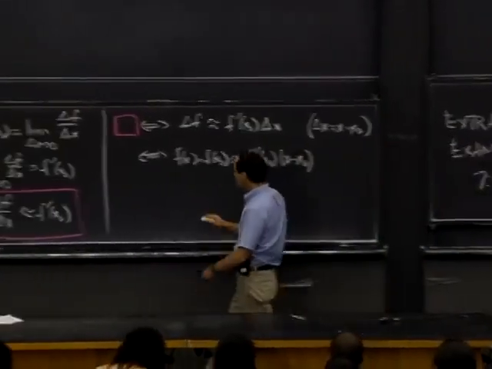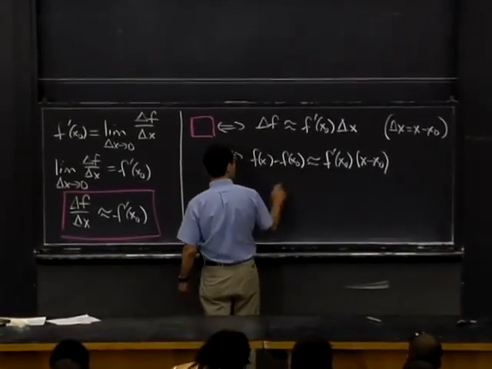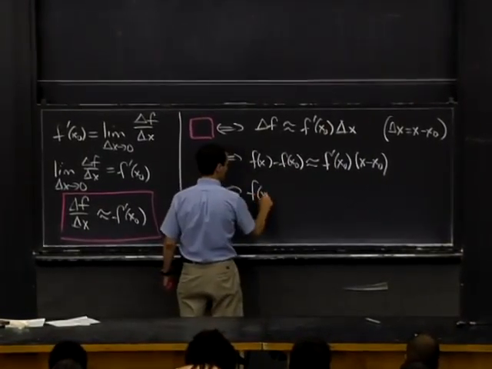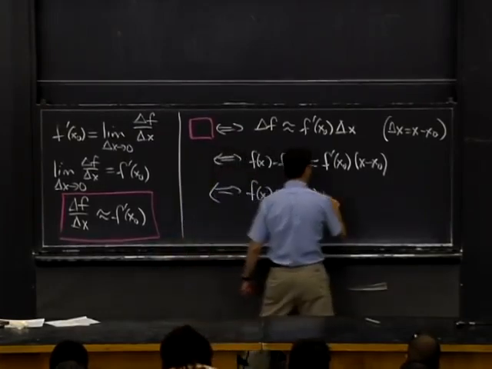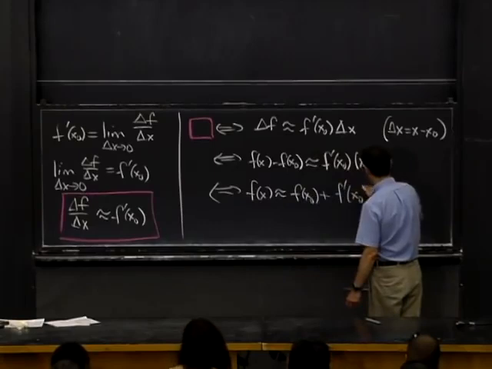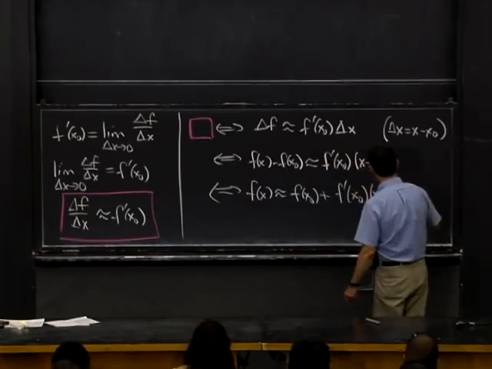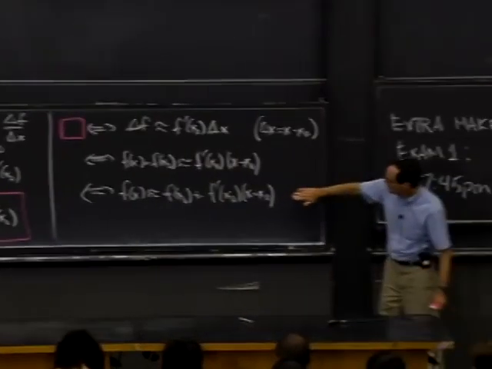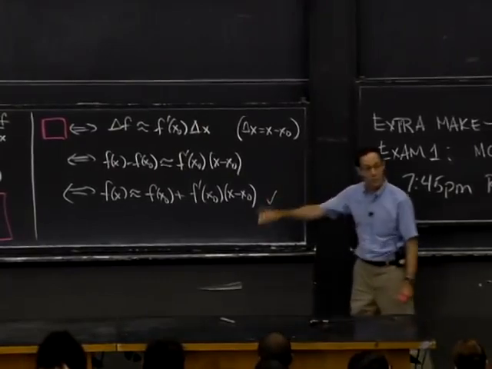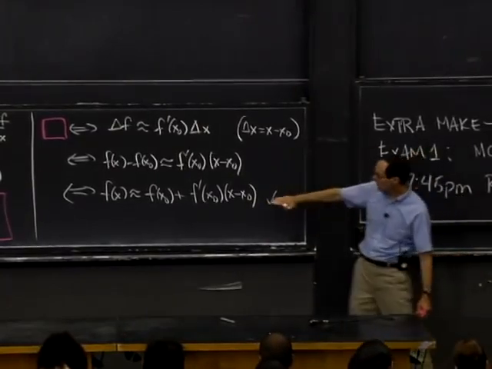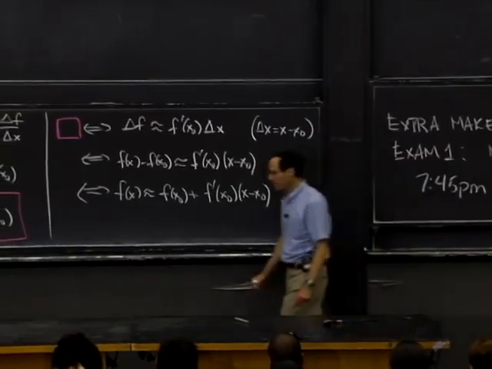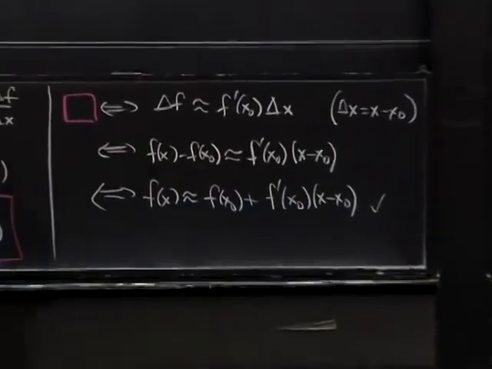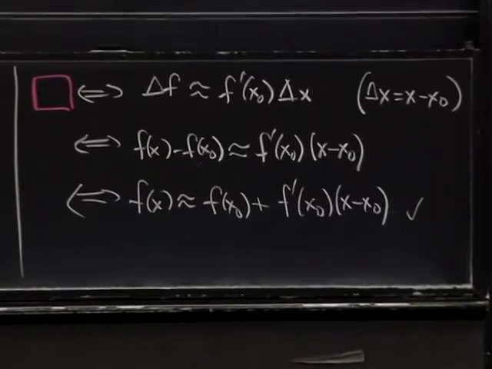And now the last step is just to put the constant on the other side. So f of x is approximately f of x0 plus f prime of x0 times x minus x0. So this is exactly what I had to begin with. All right? So these two are just algebraically the same statement. There's one other way of looking at it.